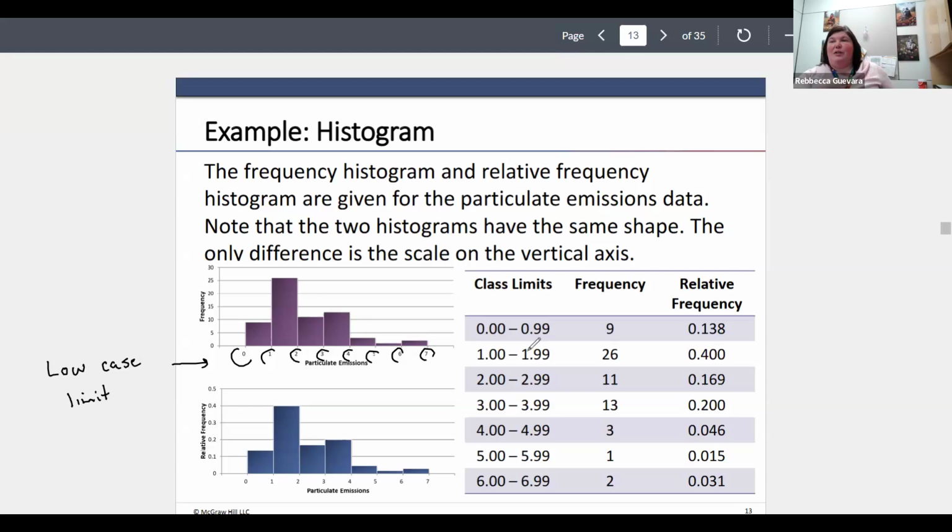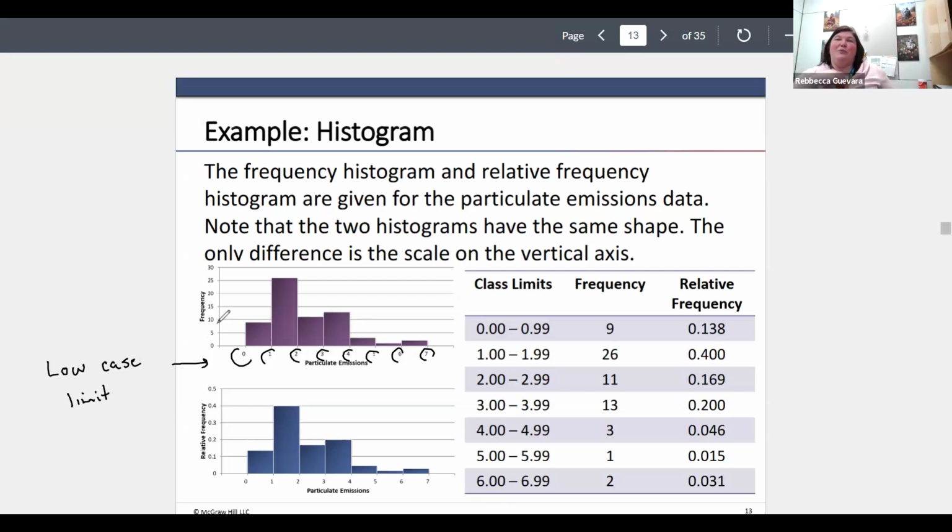The next one is between 1 and almost 2. So it starts at 1 and the bar is going to extend to almost 2. And we go up to that relative frequency or frequency of 26. Same thing between 2 and 2.99, so that's between 2 and 3. So we put a bar between 2 and 3, and we get up to about 11. Then 3 to 3.99, that's going to be a bar between 3 and 4, and that is going to move up and top off at 13. So you just keep doing that.